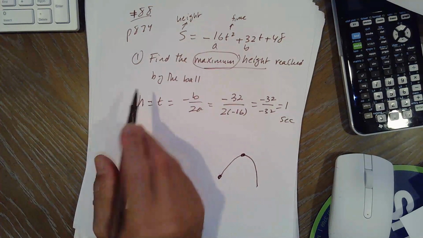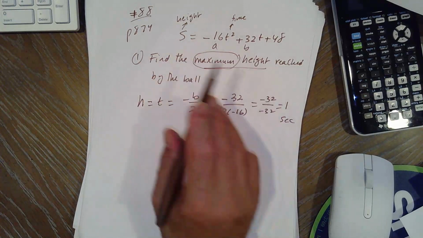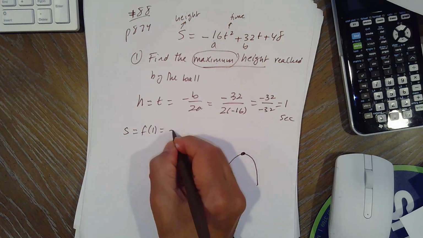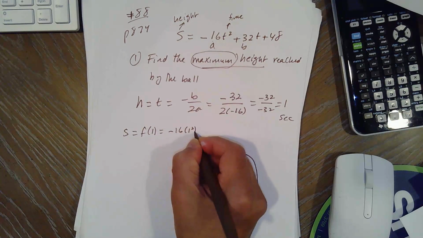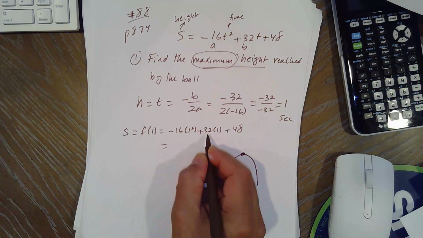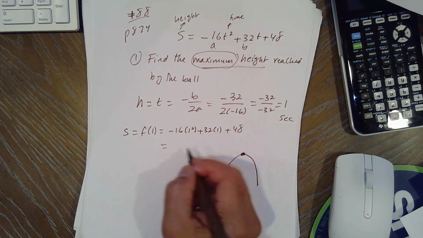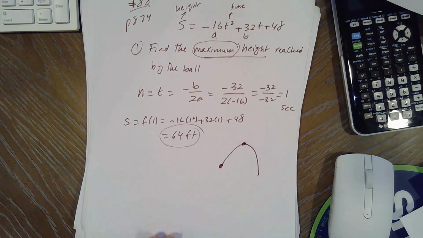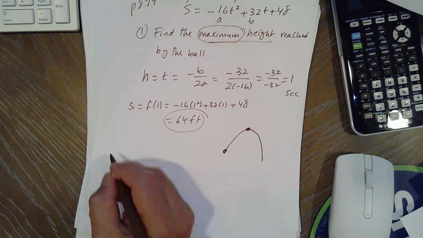All we have to do now to get s, the maximum s, is to plug h in. So s equals f of 1, which would be negative 16 times 1 squared plus 32 times 1 plus 48. Negative 16 plus 32 is 16, plus 48 is 64 feet. So the maximum height reached by the ball is 64 feet.